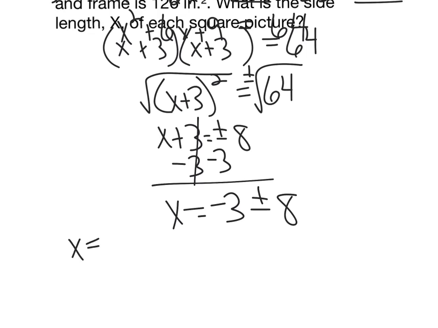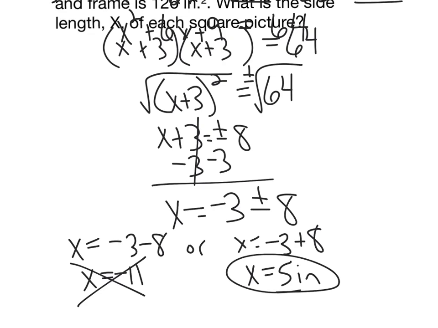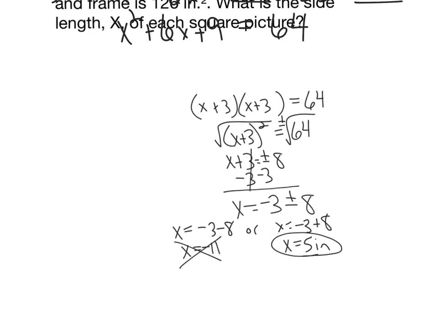And then we're just going to look at both cases. It's either negative 3 minus 8, or it's negative 3 plus 8. So negative 3 minus 8 would be negative 11. Negative 3 plus 8 would be 5. And x is the side length of our square. The side length of our square can't be negative, so that doesn't work. So 5 inches would be the actual length.